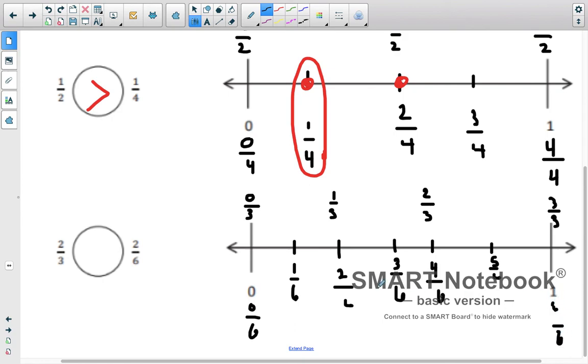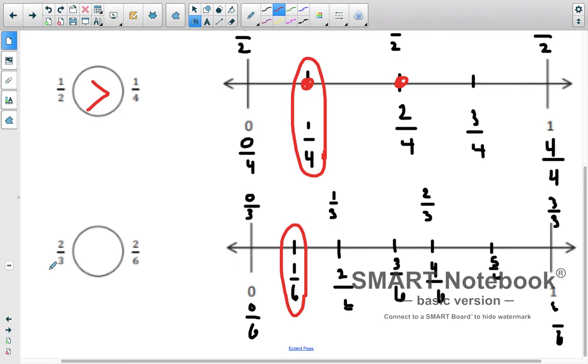Again, I knew that 2/6 and 1/3 are equivalent because 1 plus 1 equals 2, 3 plus 3 equals 6. Again, 2/3 and 4/6 are equivalent because 2 plus 2 is 4, and 3 plus 3 is 6. So I know those are equivalent. All right, so now let's circle the one that's closest to 0. I'm looking at which one is closest to 0, and I see that 1/6 is the closest one to 0.